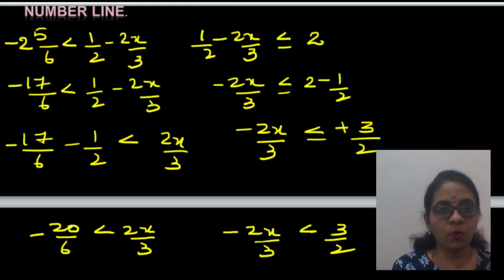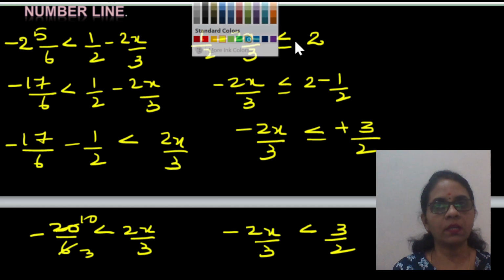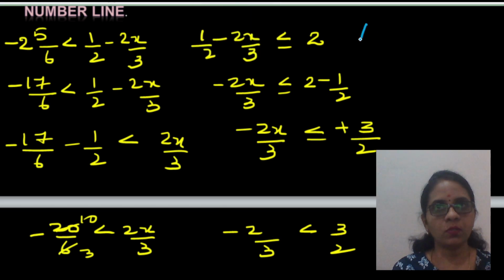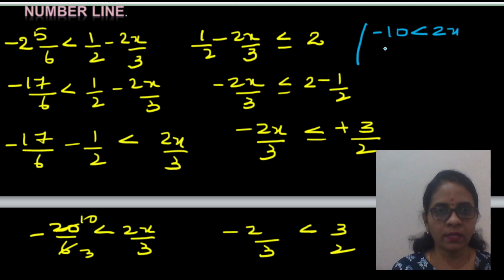Children, if you know this, we can cancel as 10/3 and 10/3, the 3 and 3 get cancelled. I am going to show you all here. I will change the color, one minute. Okay, let me take up blue. So, here I am going to show you all. We have -10 is less than 2x. It is just to stress on this point. -10 is less than 2x. So, -5 will be less than x.